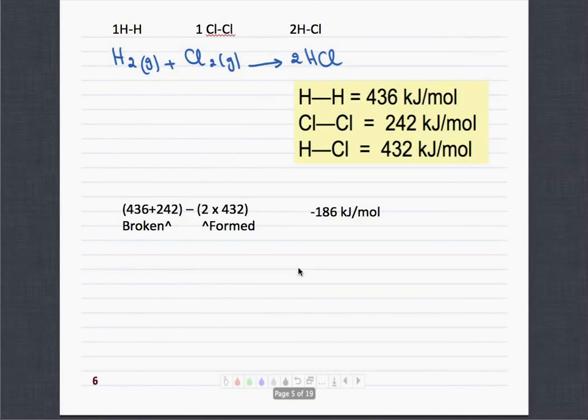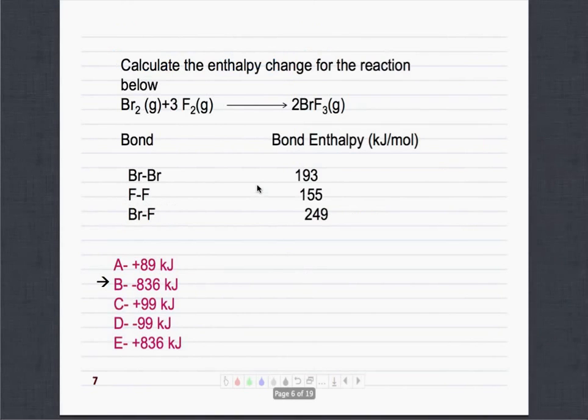Okay, so let's do some iClickers just to make sure that you get the idea and for you to practice. I'm just going to give you a couple of seconds to write down. I see some of you are still writing. Calculate the enthalpy change for the reaction below. So you're going to calculate the delta H of this reaction, knowing those.